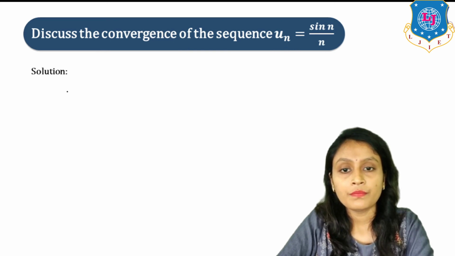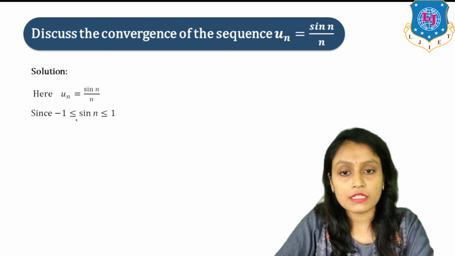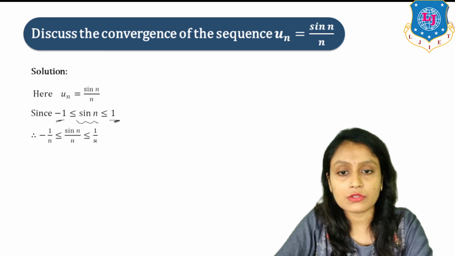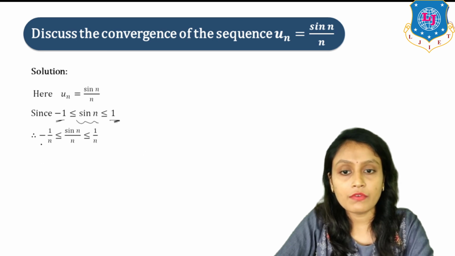Next example. Discuss the convergence of the sequence un is equal to sin n upon n. Okay, so here un is given, that is sin n upon n. We know that sin n lies between -1 and 1. Now we will divide it by n. So you will get -1 upon n less than or equal to sin n upon n less than or equal to 1 upon n. Now we will find the limit of this term and this term.